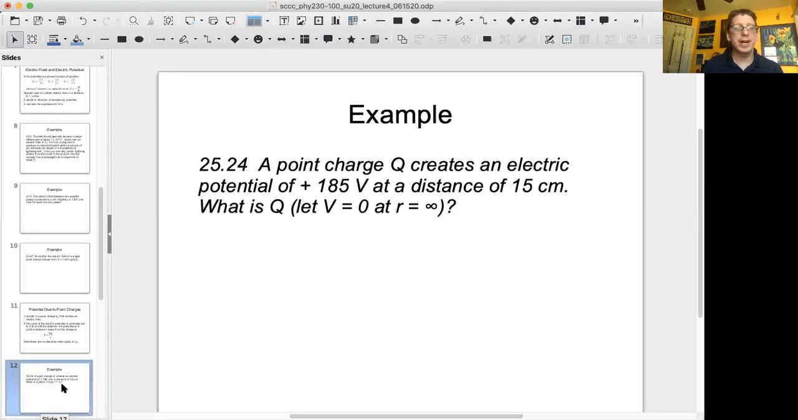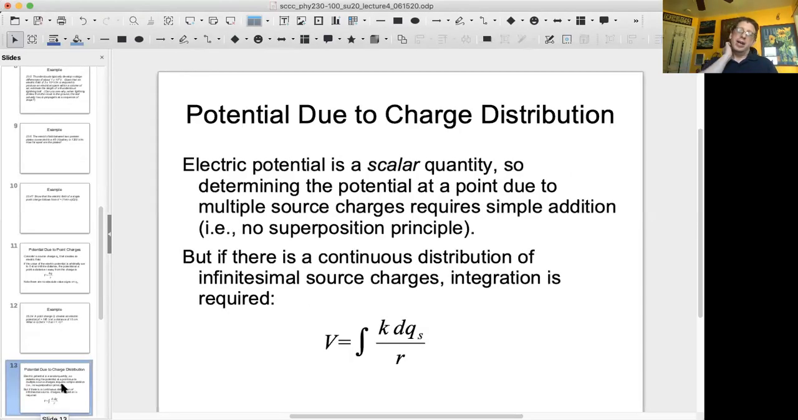Okay, so let's go back to the lecture notes, or to the slides. Now, again, this goes back to what I was talking about before. As the problems become more complicated, sometimes it's easier to calculate the electric potential than it is to calculate the electric field.